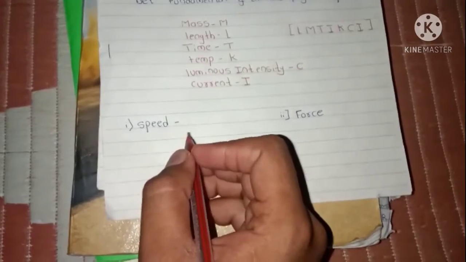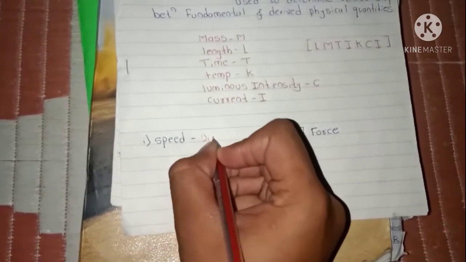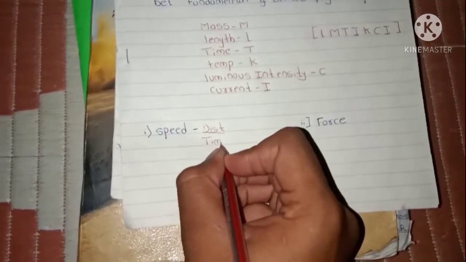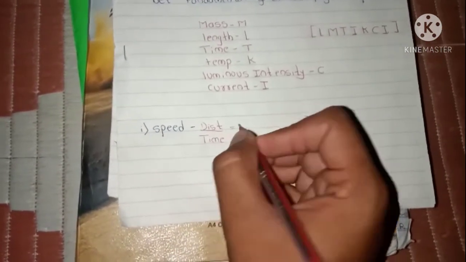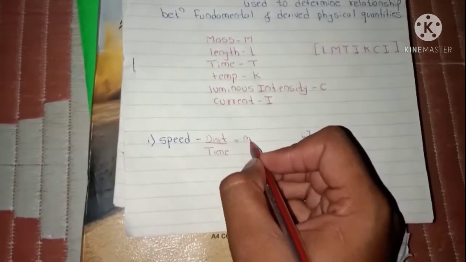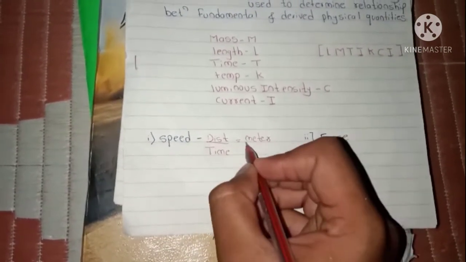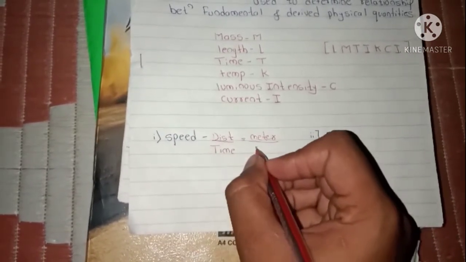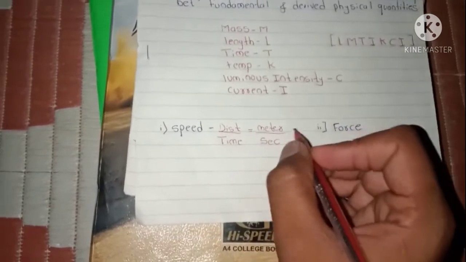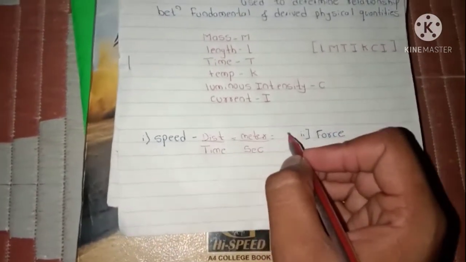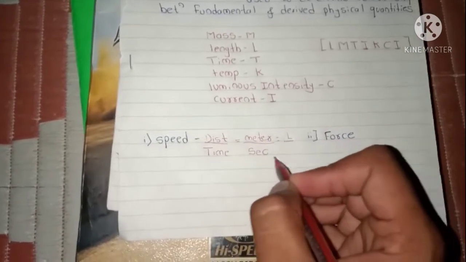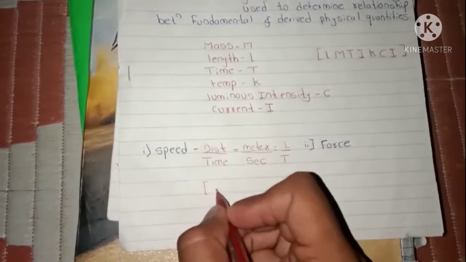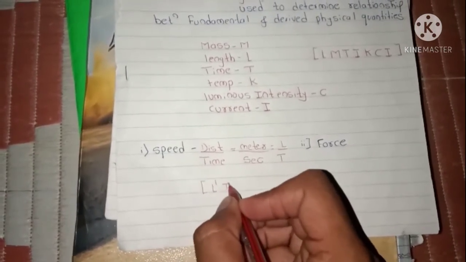So we have the formula of speed, which is distance upon time. Now distance is measured in meter, which is the fundamental unit of measuring length or distance, and we use second for time. So we can write meter, which is the unit of length, as L, and second as T. So our dimension becomes L raised to 1 and T raised to -1.